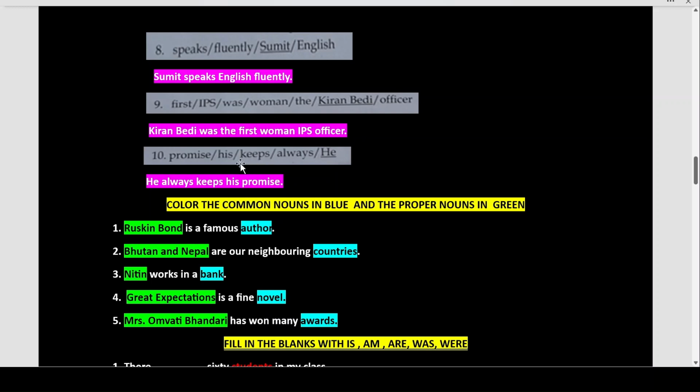Then, he always keeps his promise. Now, whom are we talking about? The subject, he. What is the verb? Keeps. So he keeps, but he always. Now, always is again an adverb. So he always keeps his promise.